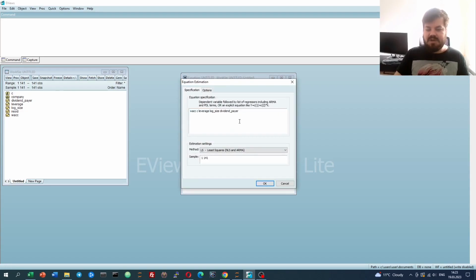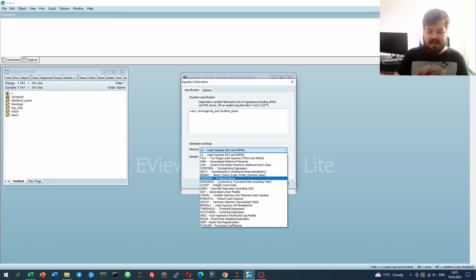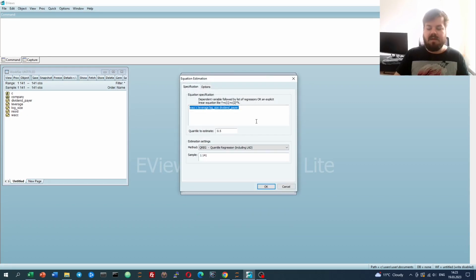The implementation is very straightforward. We can go to Estimate and select the QReg specification, which is the quantile regression. And here we need to specify a number of starting parameters. First of all, the quantile that we estimate the regression at is 0.5 by default, the conditional median. This is a good starting point.